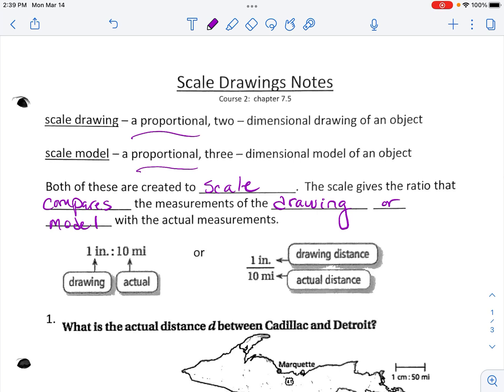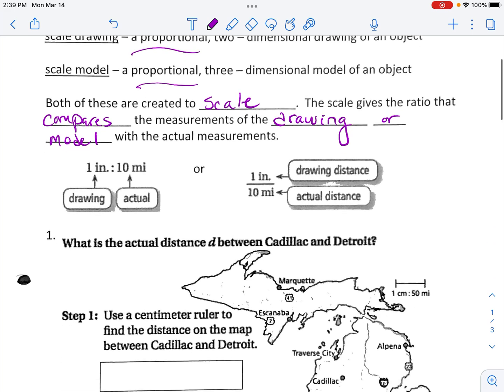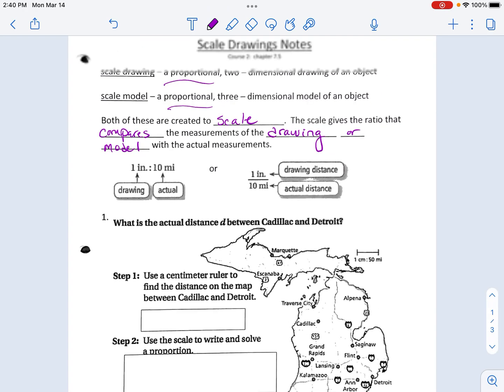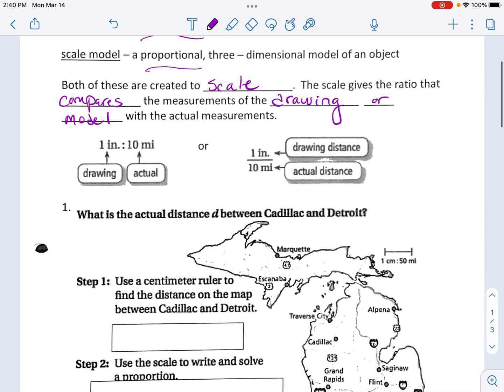with the actual measurements. This one is going to be a little difficult to do from home because in class we are using a ruler, and these notes are printed on hard paper so we can measure distances on these maps. Obviously if you zoom in or out, the distance is going to be different than the measurement when it's printed on a sheet of paper. So just keep that in mind.